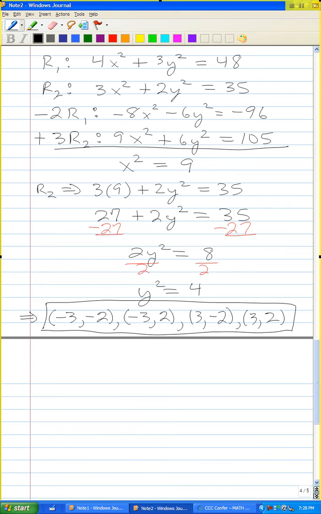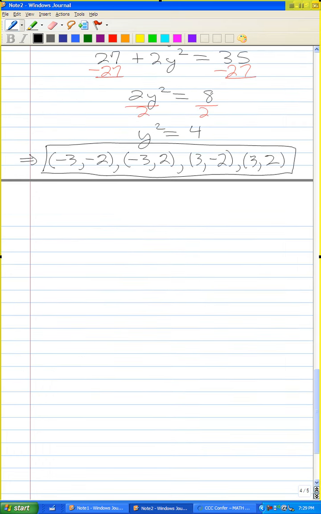Last, let me do problem number 18. X squared over 36 minus y squared over 36 is greater than 1. Well, the boundary line will look like a hyperbola. So notice that this is going to be a dashed line, and the boundary line will be a hyperbola.